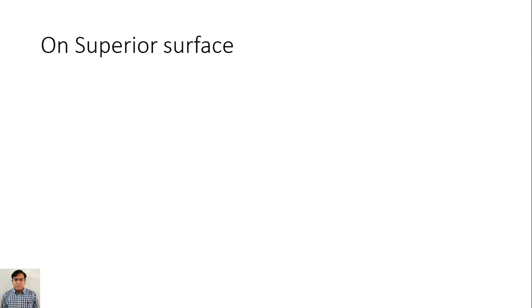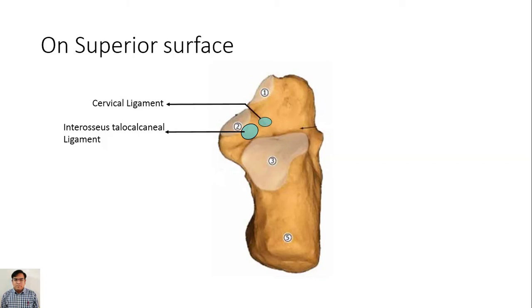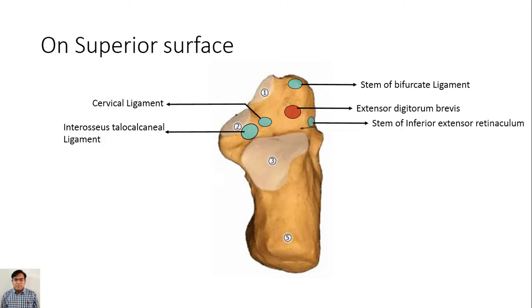On superior surface, this is superior surface. Here this is the attachment of interosseous talocalcaneal ligament, and this is the attachment of cervical ligament. This is the attachment of stem of bifurcate ligament. This is the origin of extensor digitorum brevis, and this is the attachment of stem of inferior extensor retinaculum.